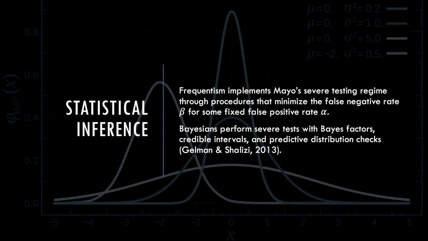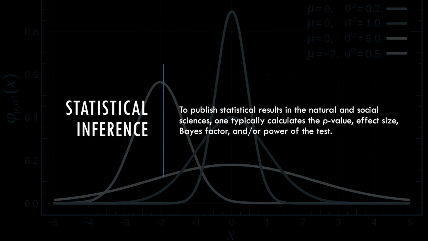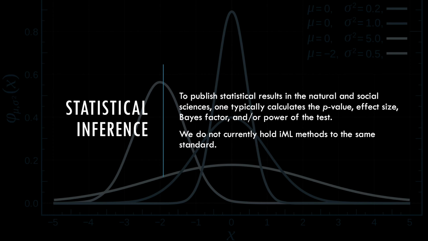There's a really nice paper by Gelman and Shalizi where they sort of cash out Mayo's severe testing regime in a purely Bayesian framework. Now, like I said, if you're familiar with working in genomics or really any science, natural or social, you'll be very comfortable with the idea that you're going to need to report maybe a p-value, maybe an effect size, Bayes factor, the power of the test.